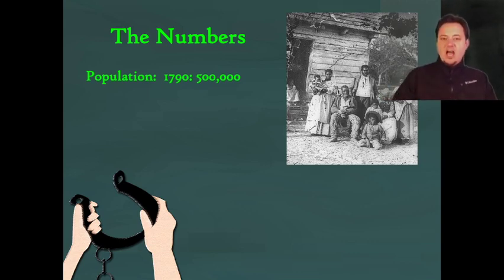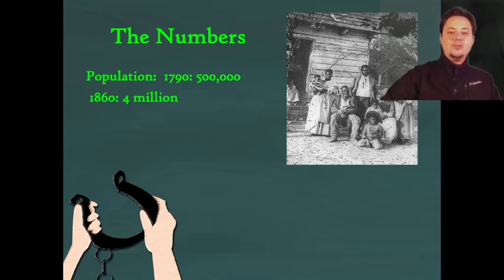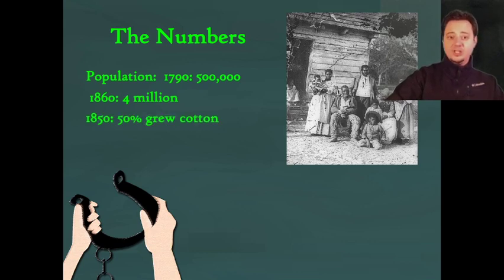In 1790, before the cotton engine is invented, there are 500,000 slaves in the United States, almost all of them concentrated in the South at this time. By 1860, after the cotton engine and after the North has outlawed slavery, there are 4 million slaves in the South. So you can see the number explodes by 8 times as much, mostly because of that invention.